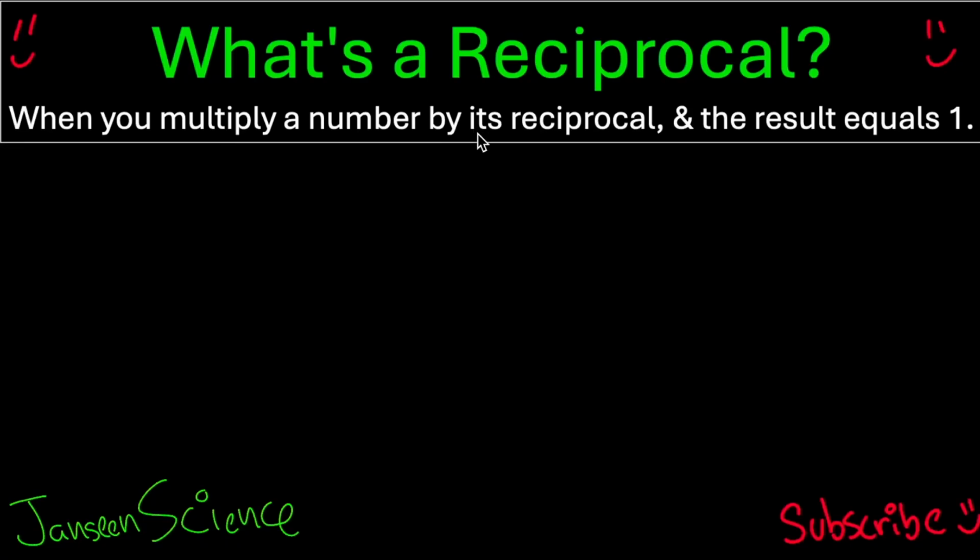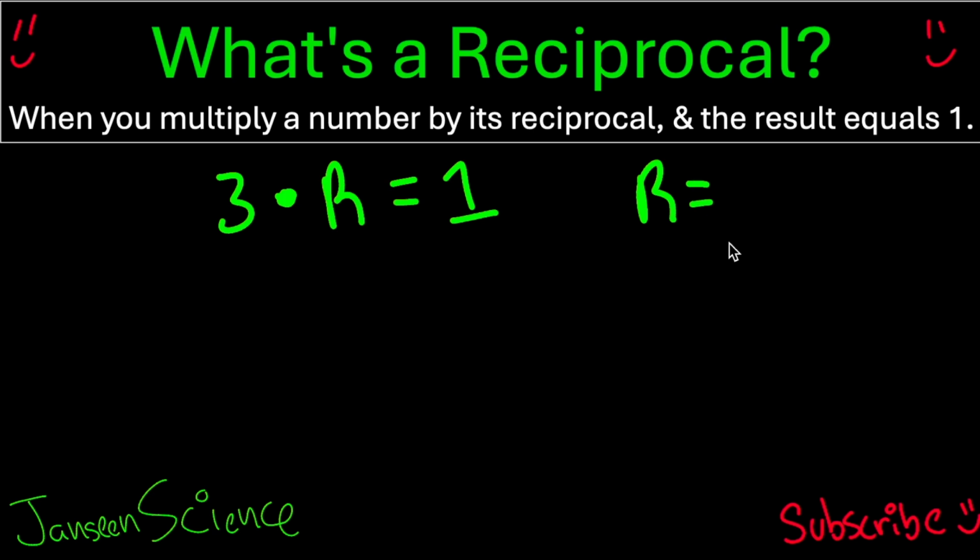Okay, so what is a reciprocal? A reciprocal is when you multiply a number by its reciprocal, which we don't know yet, and the result equals 1. So the answer becomes 1. So let's say the number 3, and then we're going to multiply it by its reciprocal, which we don't know yet. So I'm just going to write R for reciprocal equals 1. So we want to know the reciprocal of 3.